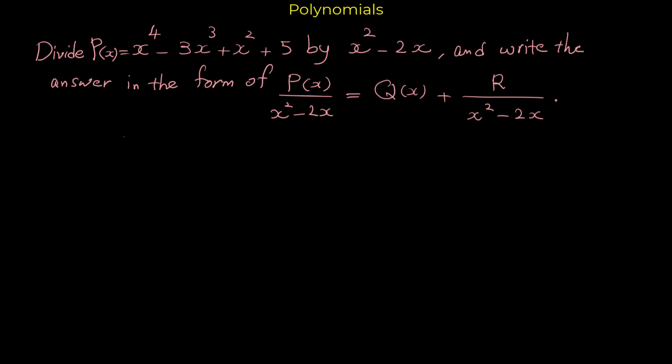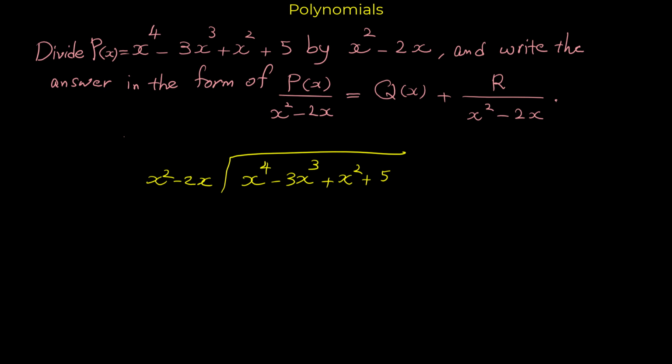So first we have to do the division, the long division. So we want to divide x⁴ − 3x³ + x² + 5 by x² − 2x. Long division is a long process, really, unfortunately. x⁴ divided by x² again.